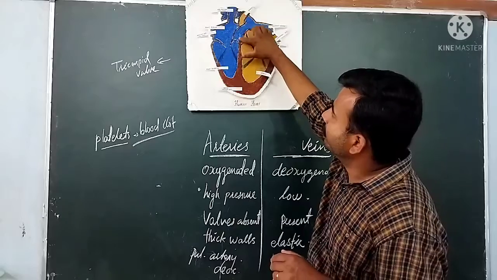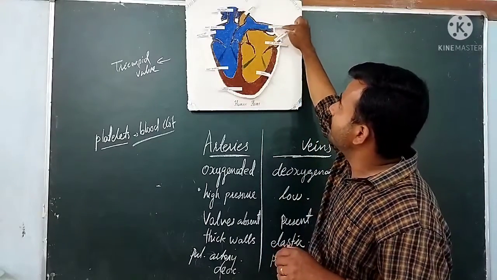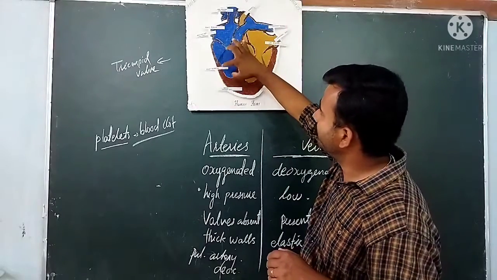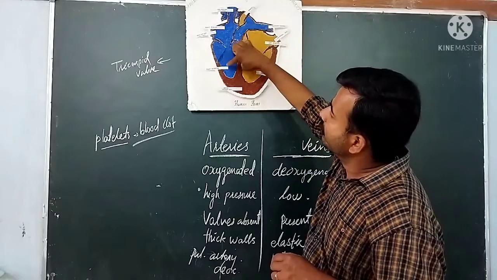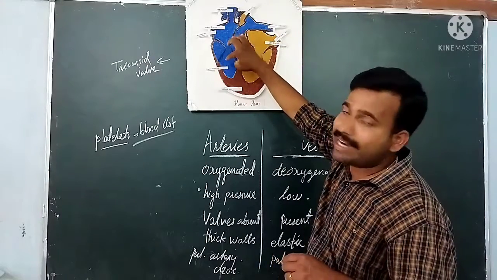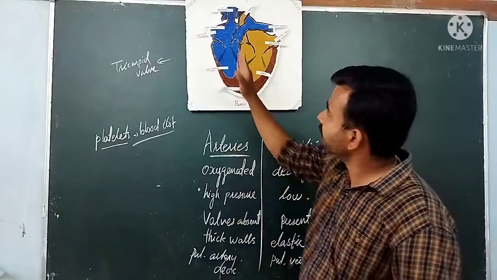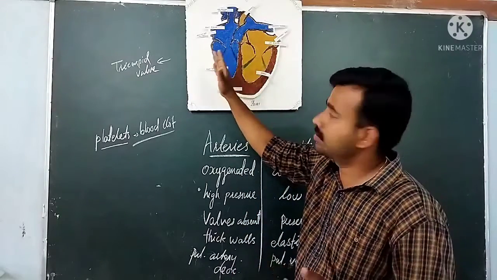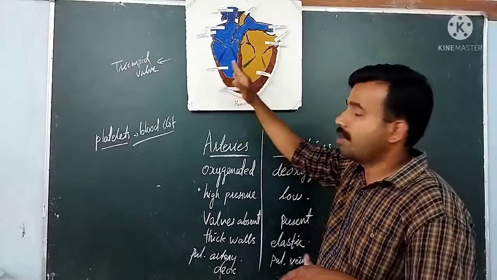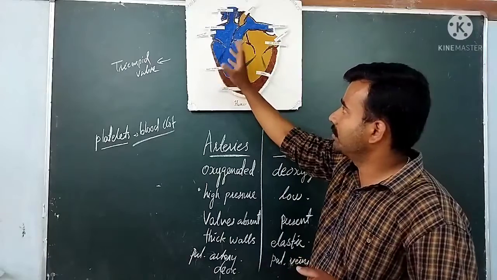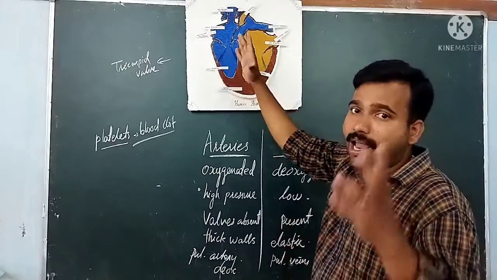Here you can see this particular blue mark over here. So these are pulmonary arteries. During ventricular contraction, the impure blood from the right ventricle will move to the lungs for oxygenation. That particular part we already discussed in the previous video about the human respiratory system, how the deoxygenated blood gets oxygenated in the alveoli.